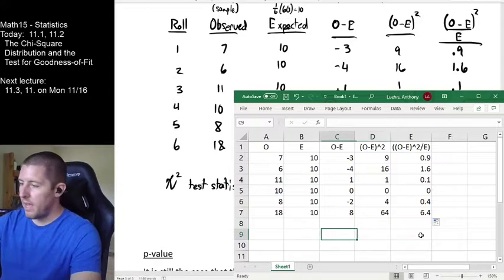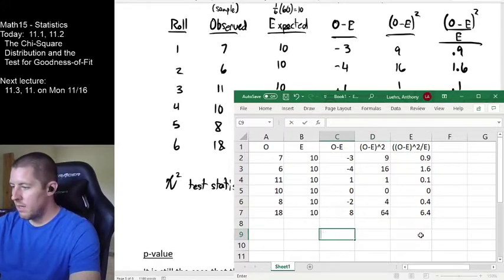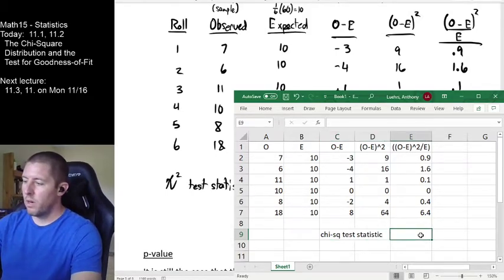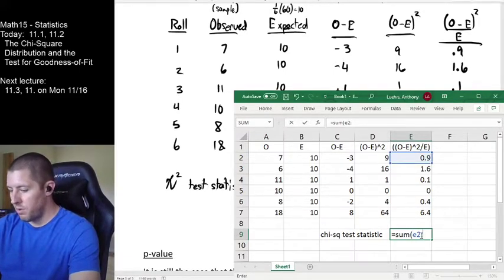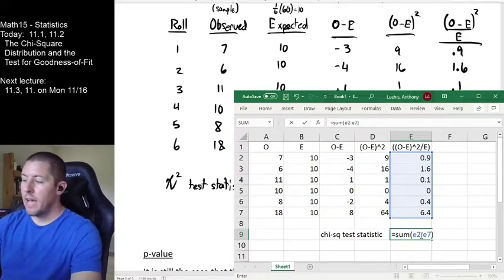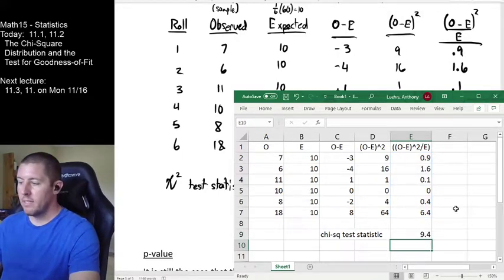So now I'm going to say this is our chi-square test statistic. And I'm just writing that out in words. And I will say this is now equal to the sum of that stuff in the E column right there. So E2 through E7. I want to add those up, and that's going to get me my chi-squared test statistic of 9.4, right? So this is really nicely organized in a table in Excel. Excel's doing all the hard work for me. I've just got to do the organizational work here.